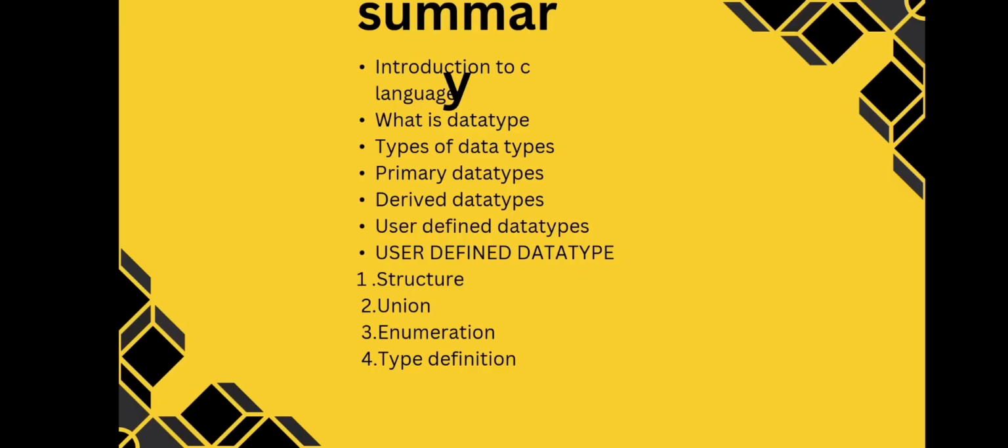So now we can conclude with the summary of what we have learned over the period, where we first got to know about the C language intro, then about the data types, then about the types in data types, which are primary, derived, and user defined, and their size allocation. Then we learned about modifiers in C, and lastly the user defined data types: structure, union, enumeration, and the last one, type definition.